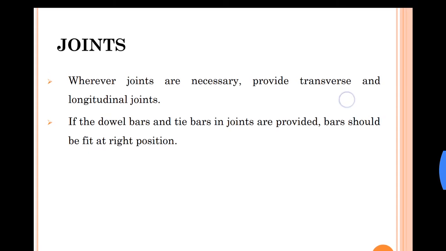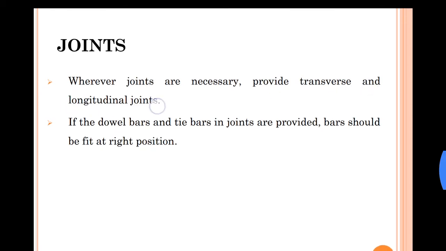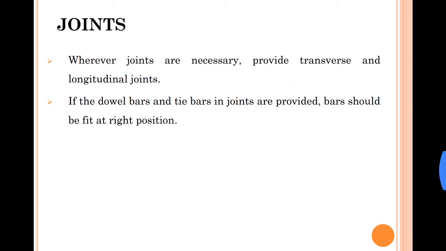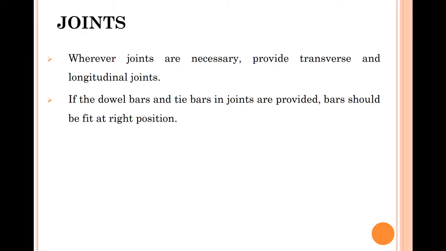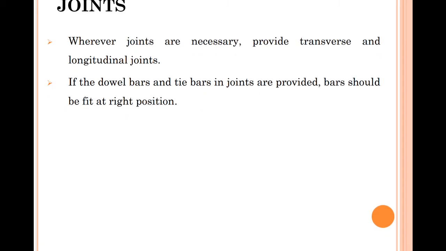Then we need to form joints. In the rigid pavement we have mainly two types of joints, that are longitudinal and transverse joints. Wherever it is necessary we need to provide them. If dowel bars and tie bars in joints are provided, bars should be fit at the right position. As per design we need to fit the tie bars and the dowel bars.